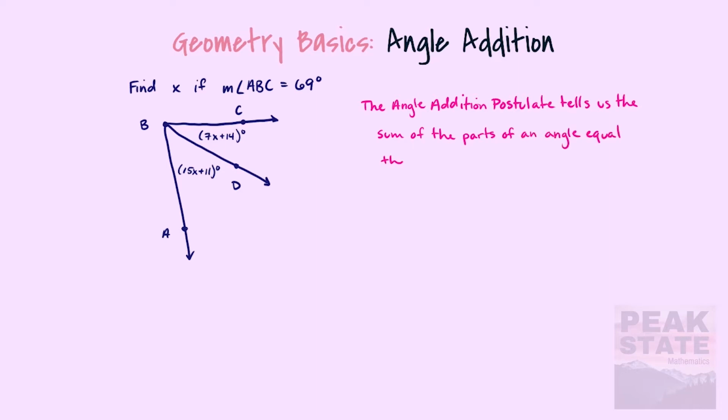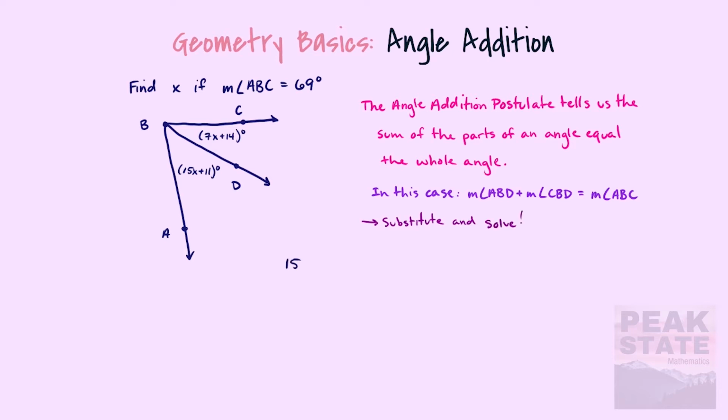So, for example, here we've got angle ABD and angle CBD that makes up the larger angle ABC. And if we just substitute this in and solve, we'll be able to figure it out because we actually know that the angle measurement for ABD is 15x plus 11. We know the angle measurement for CBD is 7x plus 14, and that whole angle is going to be equal to 69 degrees. Collect our like terms.